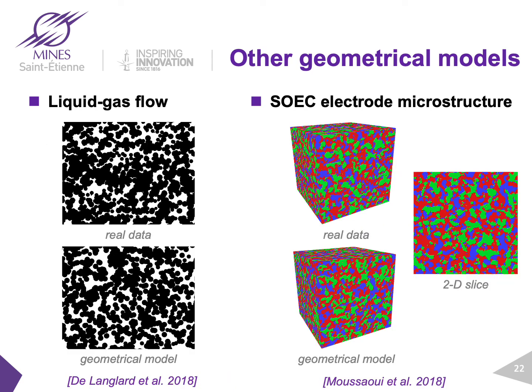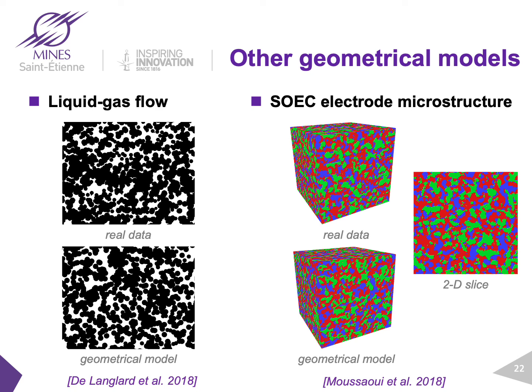Okay, and you can see here that we have used this kind of models, maybe not this one I tried to explain to you because it was the most simple model, but we can imagine different models with different parameters. And here, for example, for the application about liquid gas flow, you have the real data, and you can see the geometrical model which has been fitted to the real data.